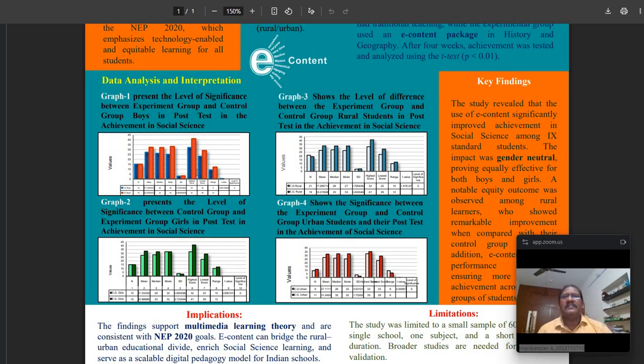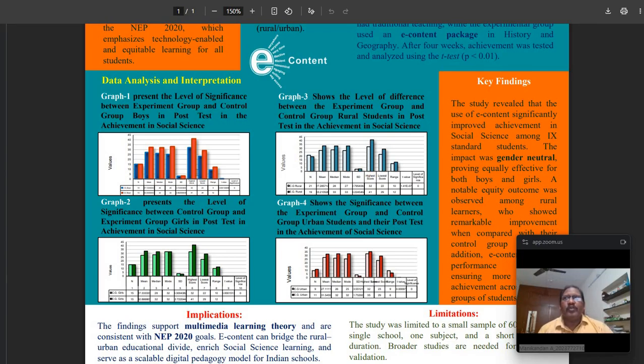The third hypothesis: there is no significant difference between control group and experimental group rural students in their post-test scores. From the data analysis, the t-value is 0.000014, which is extremely significant, indicating a highly reliable difference. So the null hypothesis is also rejected. The e-content is highly effective in improving rural students' academic achievement in social science.